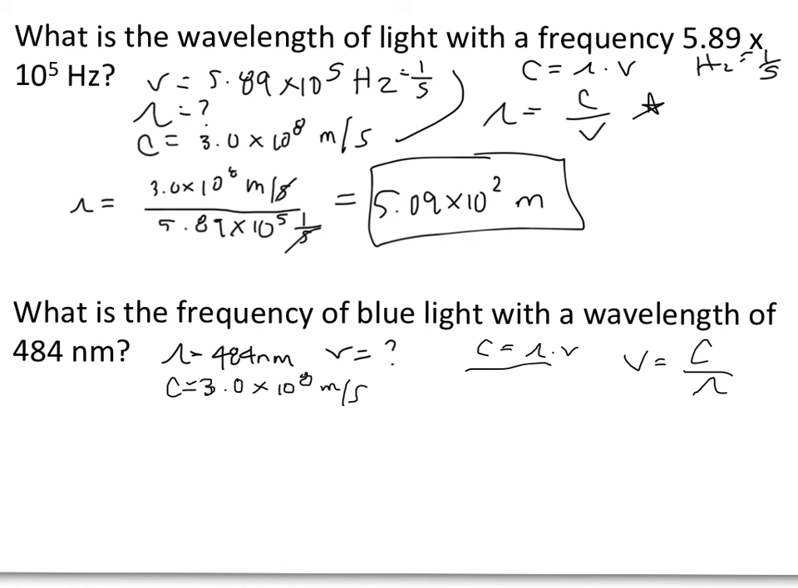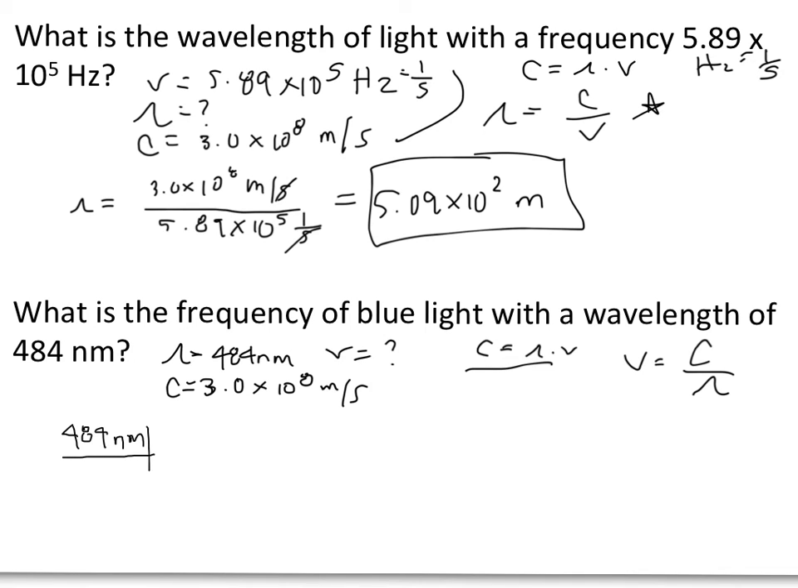Now, before we plug anything in, as always, we need to make sure that our units are appropriate. So I have meters per second here in terms of our speed of light, and I have my wavelength. However, my wavelength here has been given in nanometers. Nanometers and meters will not cancel each other out when I plug it into the equation over here. So I need to convert one of these two in order to make it match. So for simplicity's sake, I'm going to convert the 484 nanometers into meters.